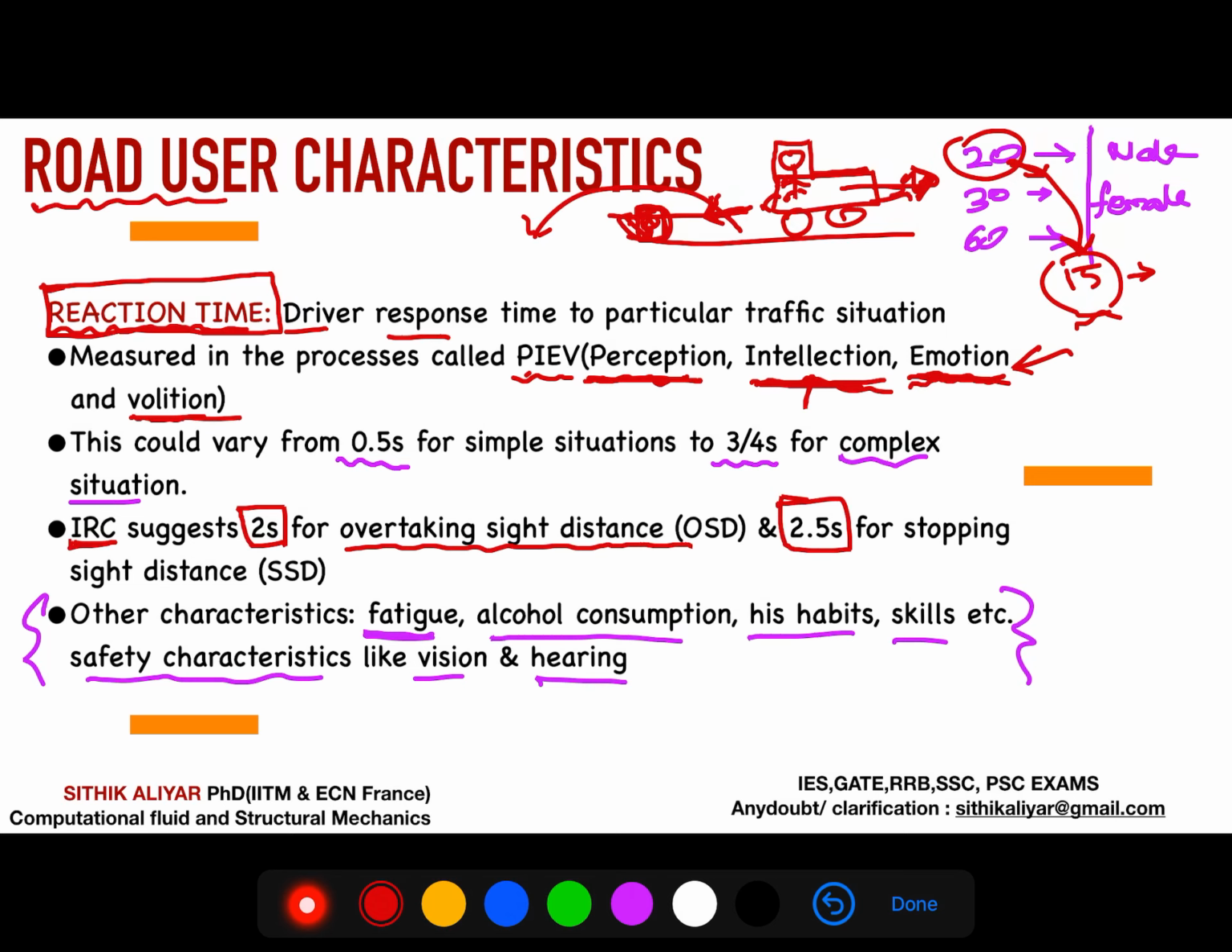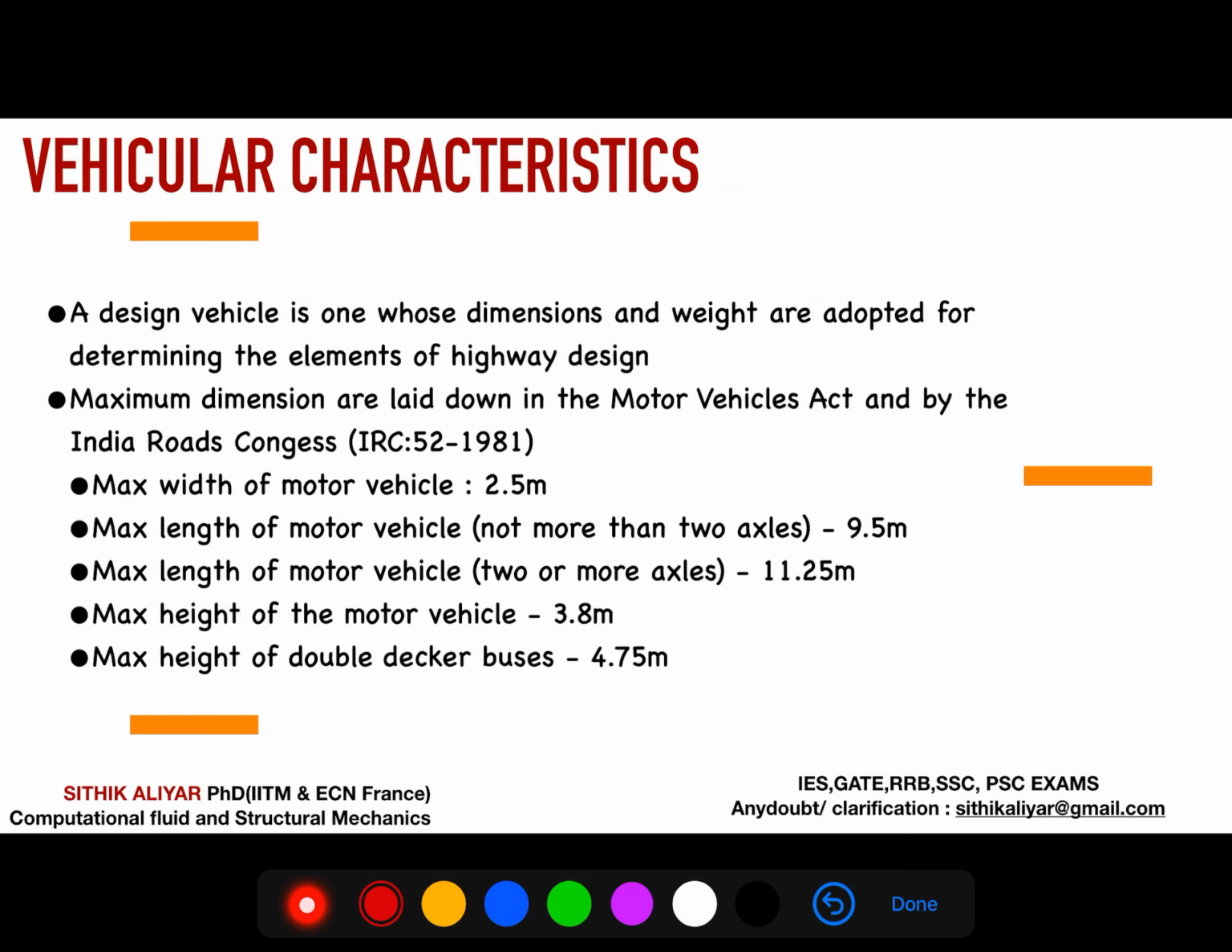So if this reaction time changes, you will see in the chapter of sight distance how that will vary the total length of the road itself. So this is how the road user characteristic is affecting your geometric design. Okay, so coming to the next, vehicular characteristics.